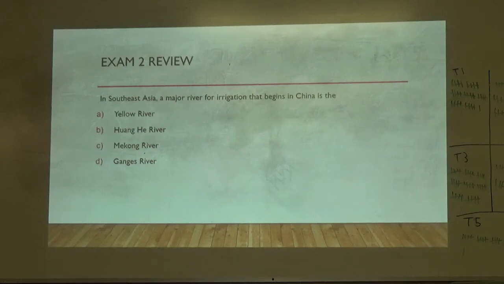In Southeast Asia, a major river for irrigation that begins in China is it A, the Yellow River, B, the Huanghe River, C, the Mekong, or D, the Ganges? Okay, answers in 3, 2, 1. We've got C, A, C, A, C. I'm afraid that teams 2 and 4 did not get it. I confused the rivers. Yellow River's the other one.